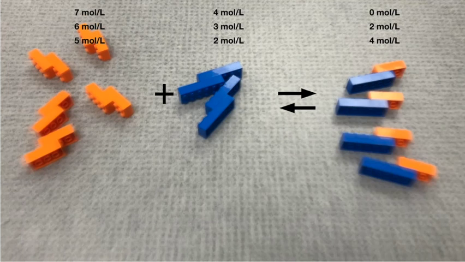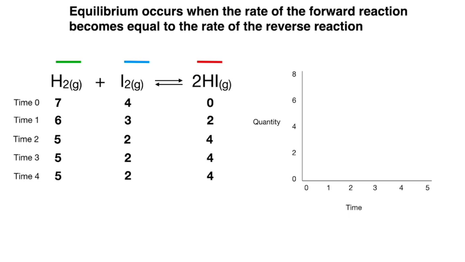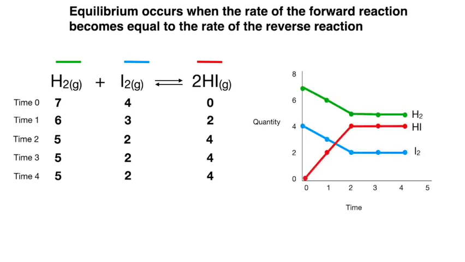There, 2 minutes. Now, what does this look like on a graph? You can see that the concentrations of the reactants went down and the products went up. When we graph it, it looks something like that.